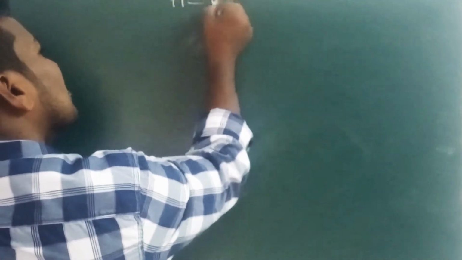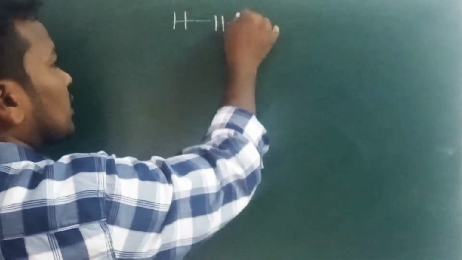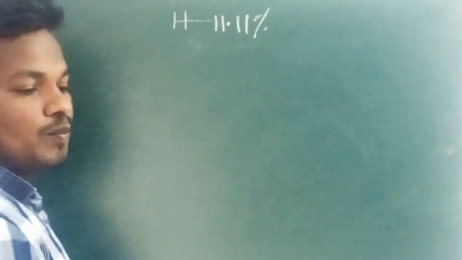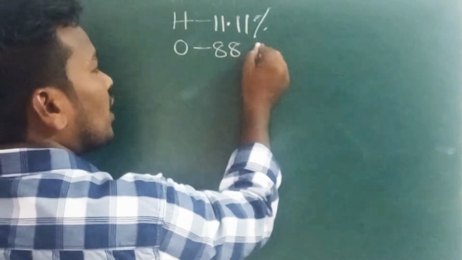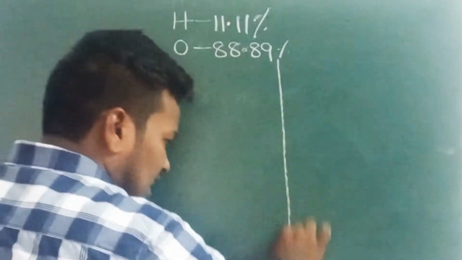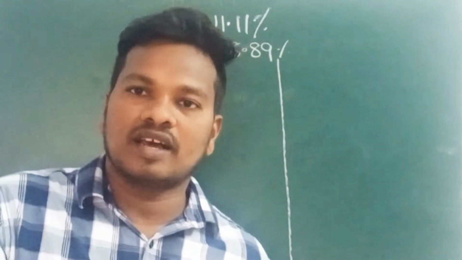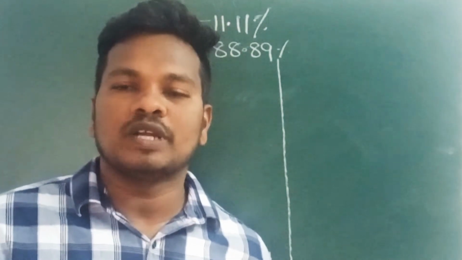So here, hydrogen is present at 11.11 percentage by mass in the given compound, and oxygen is present at 88.89 percentage. In this case, they are asking the empirical formula and molecular formula. They have given the composition by mass.